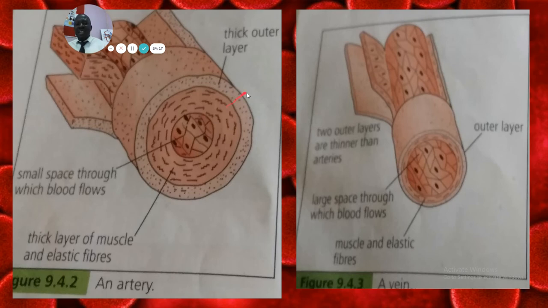They have a thick and elastic layer to withstand and maintain the pressure with which blood is pumped until it reaches its destination. Then number 2, they have a thin lumen to maintain the pressure. Whatever is happening here is to maintain the pressure with which blood is pumped.